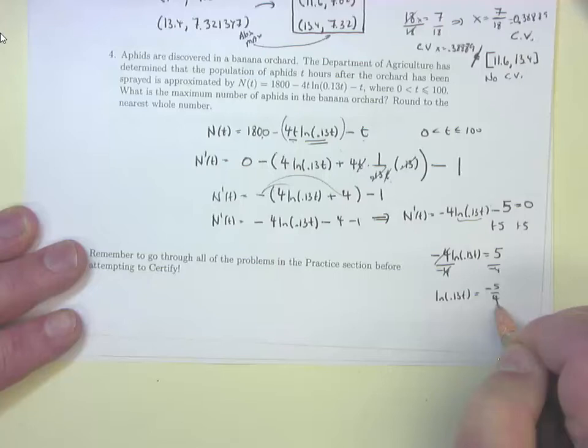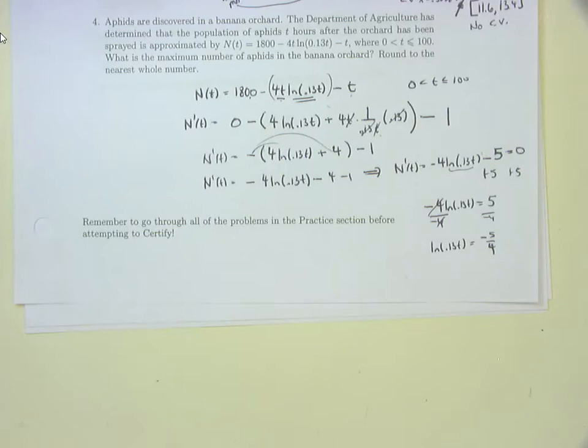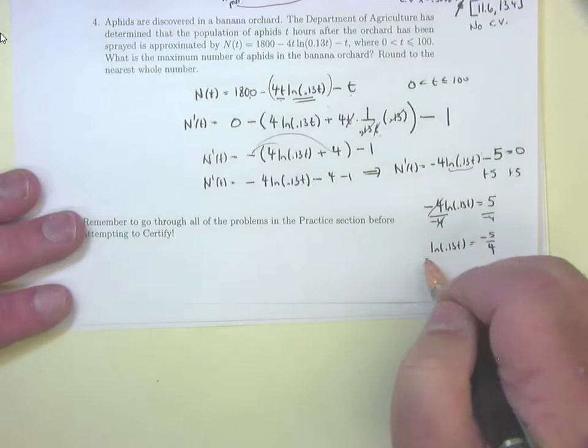Now, keep going. What gets rid of a natural log? It comes back to our properties here. What gets rid of a natural log? E. Raising e to both sides. Know your log properties from high school. Raising e to both sides.